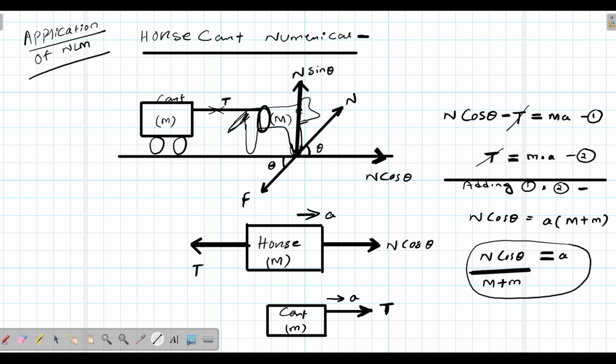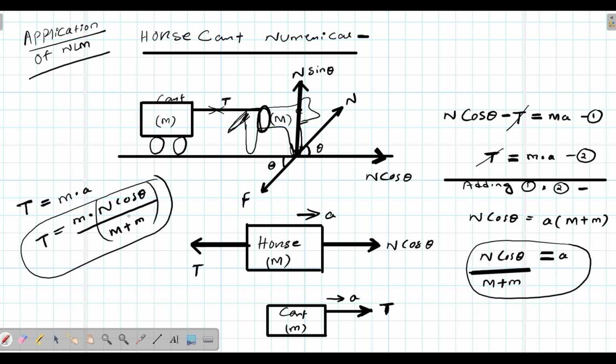After finding acceleration, tension equals how much? Tension equals mass into acceleration. So T equals small m into N cos theta divided by capital M plus small m. That is the tension in the string. So that is the application of NLM, horse cart numerical.